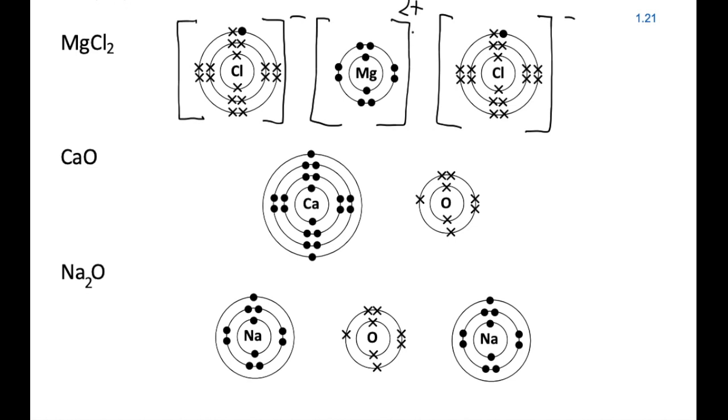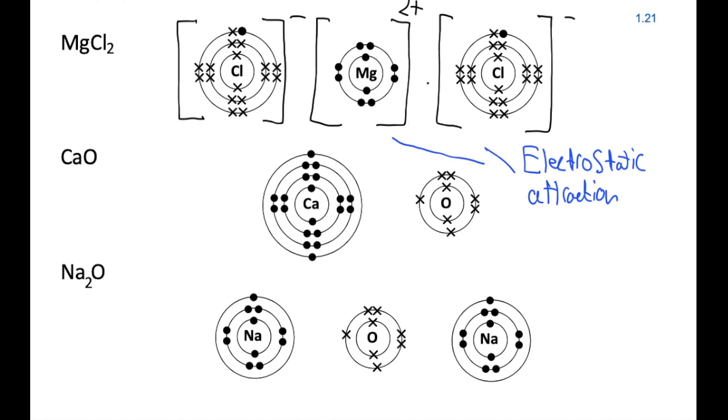The good thing about these diagrams is you can see exactly where the electrons have come from because of these dots and crosses. We have the dots coming from magnesium and the crosses coming from chlorine. So these 3 ions of 2 different charges will attract each other. And we call this electrostatic attraction. So the ionic bonds hold together due to the electrostatic attraction of oppositely charged ions.